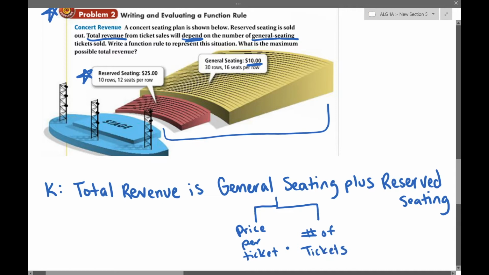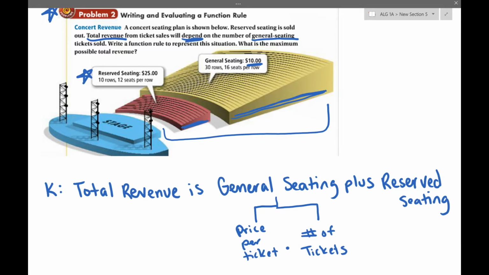All right, now we already know our reserved seating, so we know that this is already sold out. So this red area is already sold out. This yellow area is not sold out. And that depends on how many tickets we sell and how much those tickets are worth.